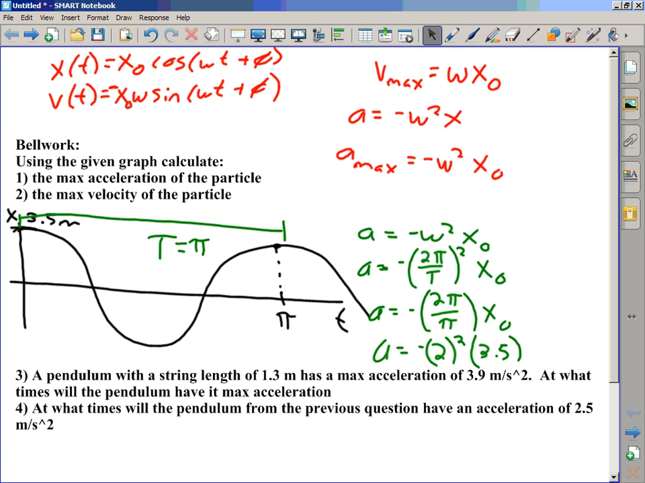Alright, so what does A come out to be? A max is 3.5 times 14. Negative 14? Unit? Unit for acceleration? Okay, meters per second squared. Alright, so there's A max. There's the answer to number 1.